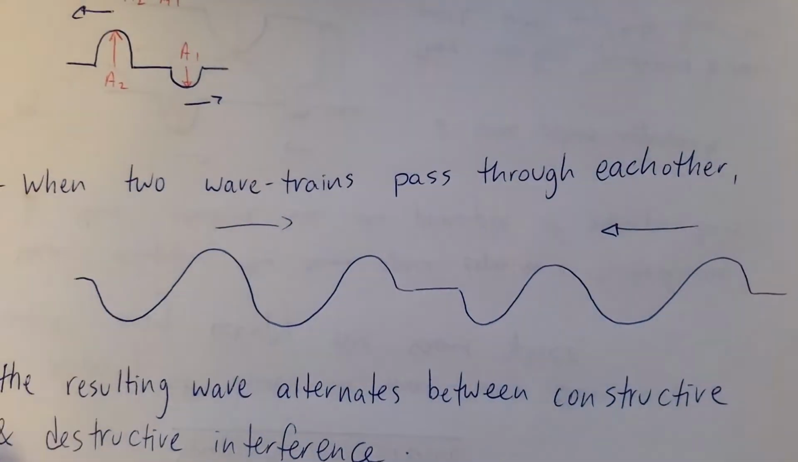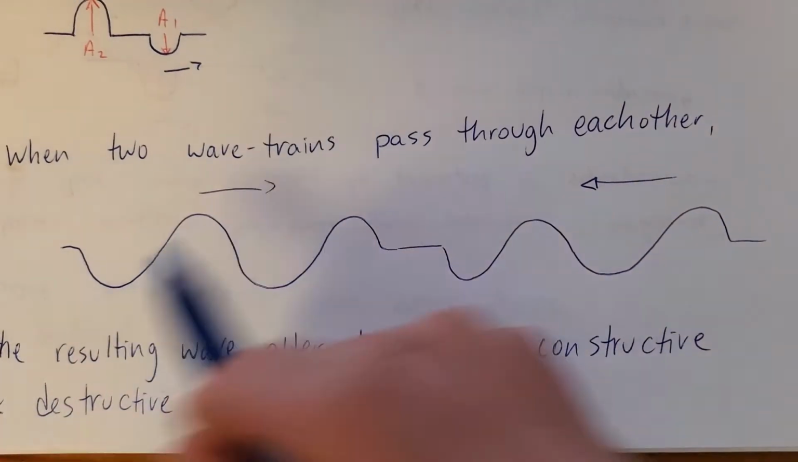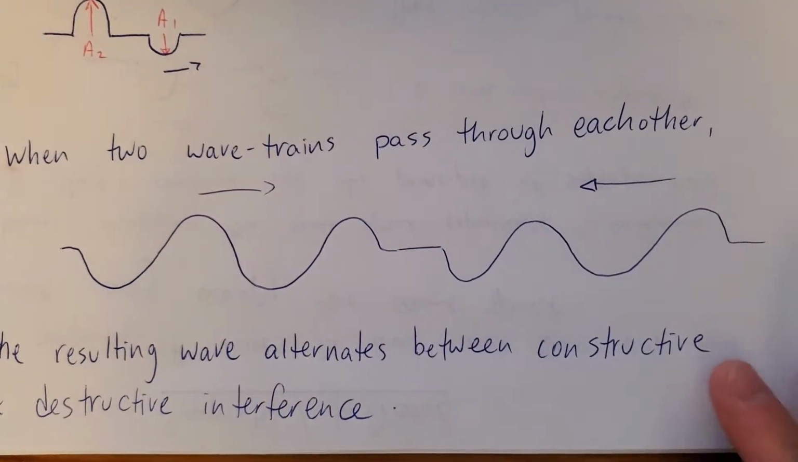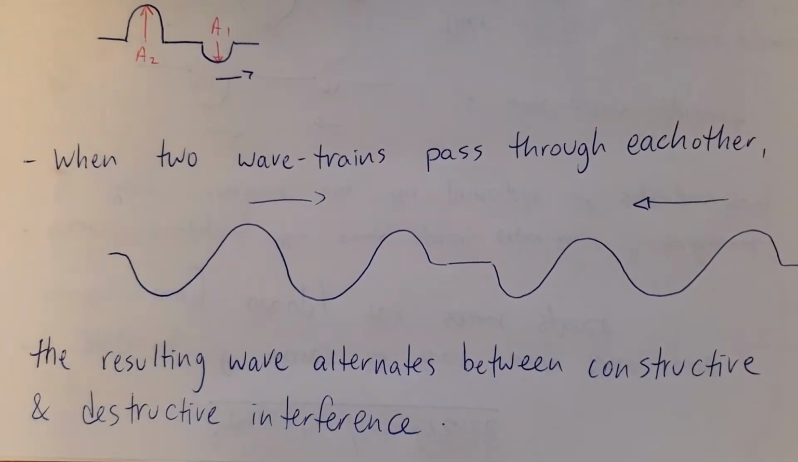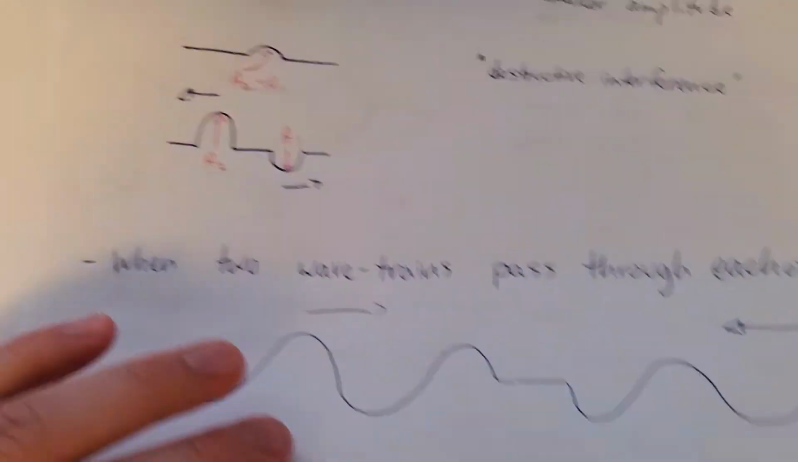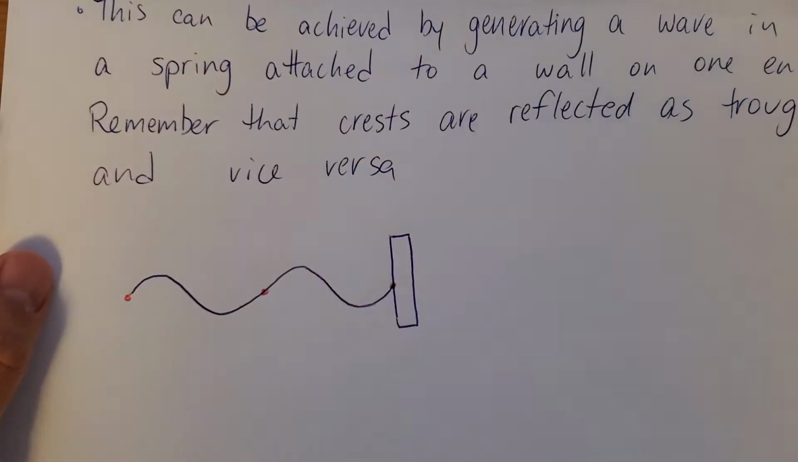Now I want to talk about what happens when two wave trains, just a bunch of crests and troughs, not just pulses, pass through each other. The result is a wave that alternates between constructive and destructive interference. And I'll try to convince you of that. I'm going to link to a demonstration video.